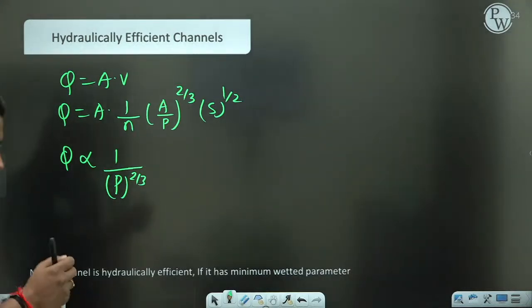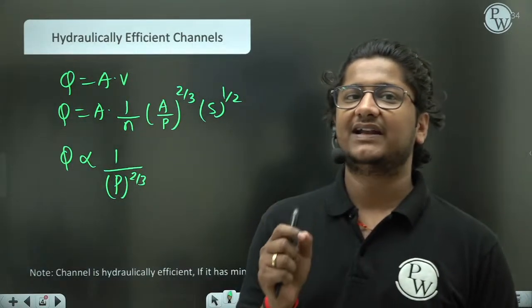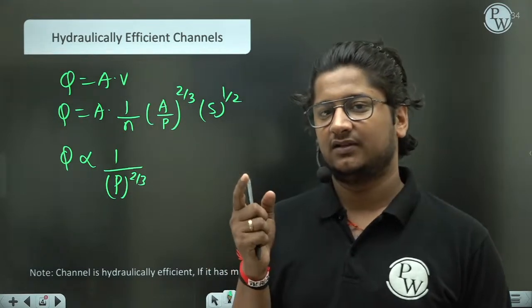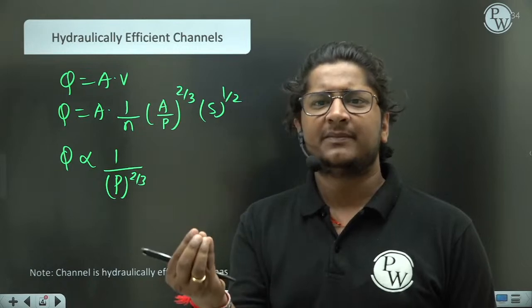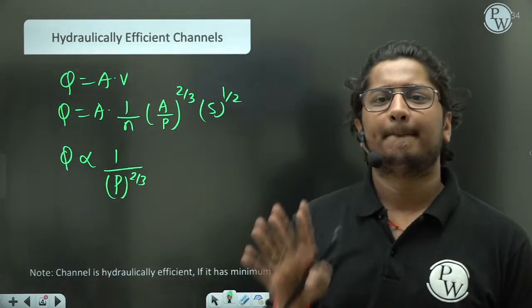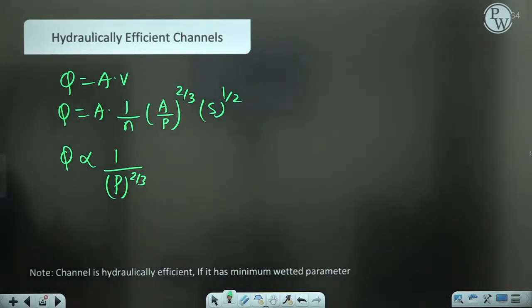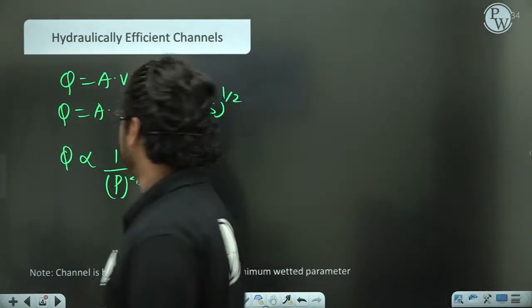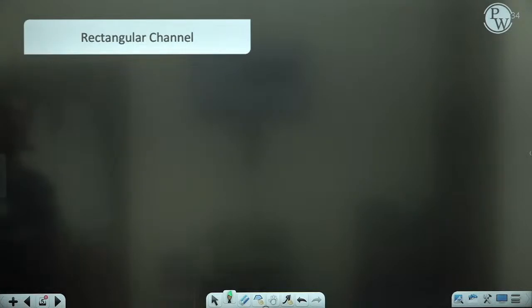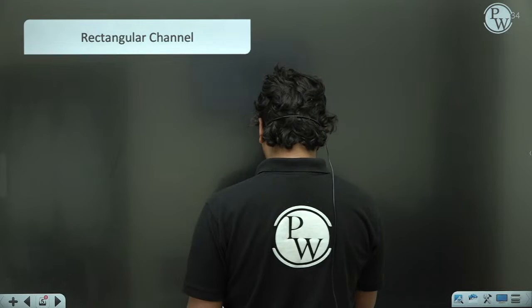So for any cross section or for any channel, our intention will be to find the minimum perimeter. We are not focusing on the maximum discharge part. Anyway, if the perimeter is minimum, maximum discharge will come. So we are focusing more on minimum perimeter. Okay. Let's start with the rectangular section.